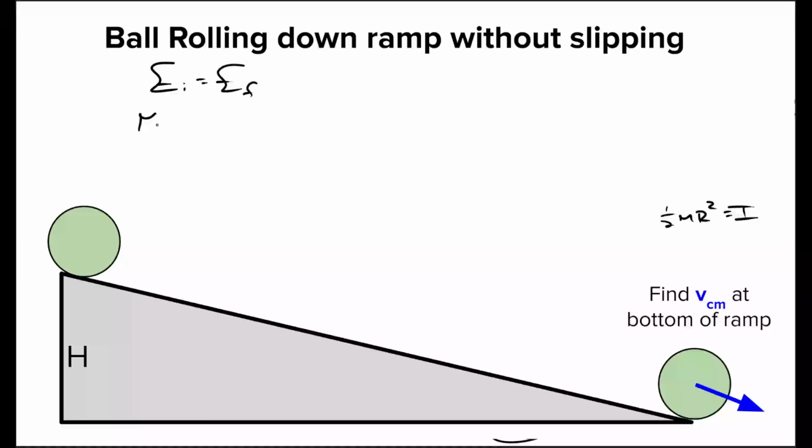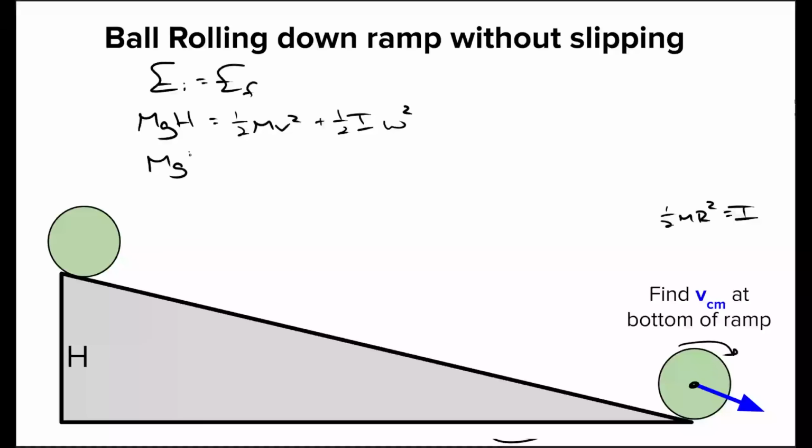So what kind of energy does it start with? It starts with mgh. It has a mass m, let's say. Well, it's going to end with 1/2 mv squared. It is moving. The center is moving, but it's also rotating. So I can't stop there. I have to do plus 1/2 I omega squared.